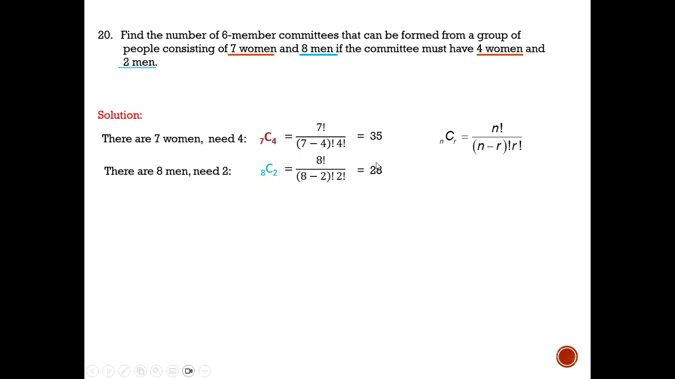But now I need to multiply these. These are just the ways of picking the women, and these are the ways to pick the men. So how many ways can you pick the 6 members? Well, now you multiply: 35 times 28. It's the counting principle, where you multiply all the possibilities. This is the number of ways to pick the women, this is the number of ways to pick the men, and we multiply to get the value at the end, the 980.